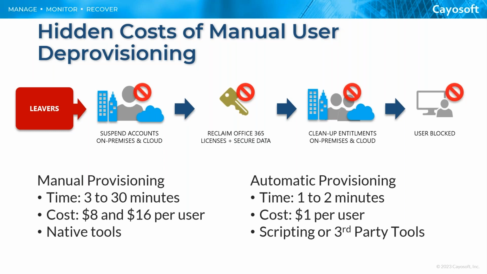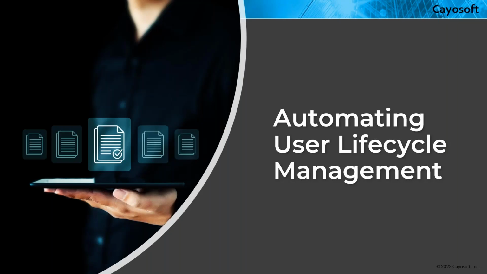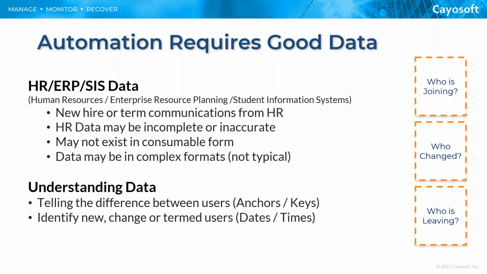Anywhere between $8 and $16 with native tools. Automatic provisioning will take a minute or two, somewhere less than $1. And typically it's scripting or third-party tools. So let's talk about options for automating user account lifecycle management. That's cradle to grave management of the account.